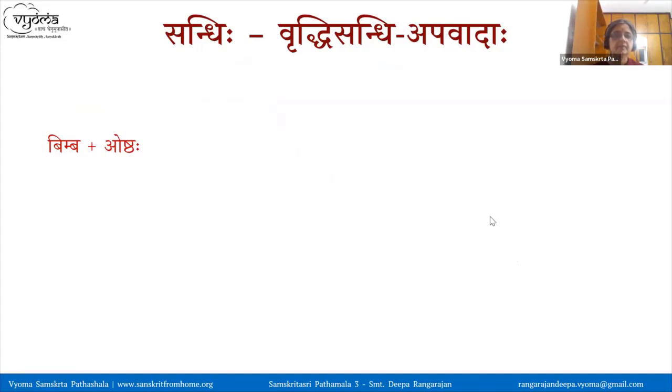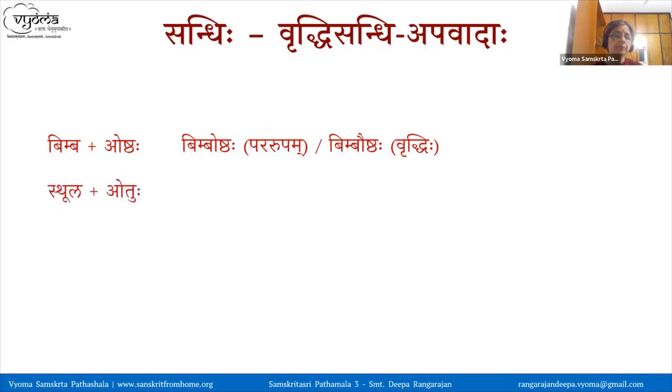So Bimba and Oshtha, there is an akara at the end of bimba and okara at the beginning of oshtha. So Bimboshthaha, which has a pararupam, is also the correct form. Bimbaushthaha with vriddhi done is also a correct form.